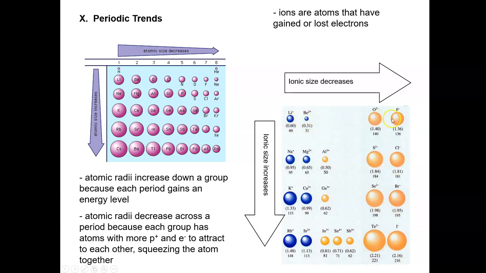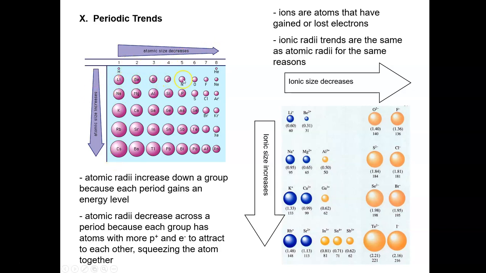As you go across, ionic size, the ionic radius, decreases as you go across the periodic table. It increases as you go down. And again, why? Well, it's really the same exact reasons as to why atomic radius decreases as you go across and increases as you go down.